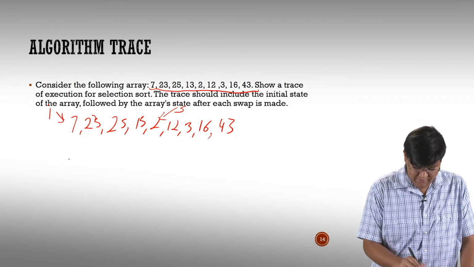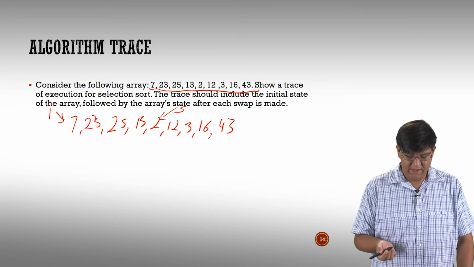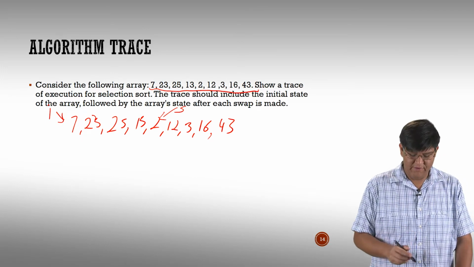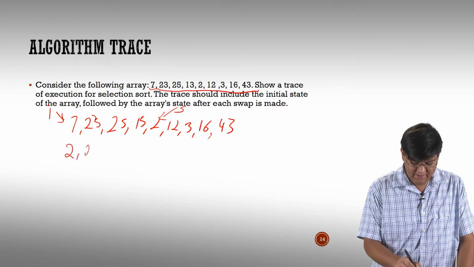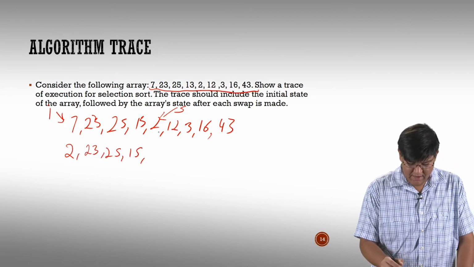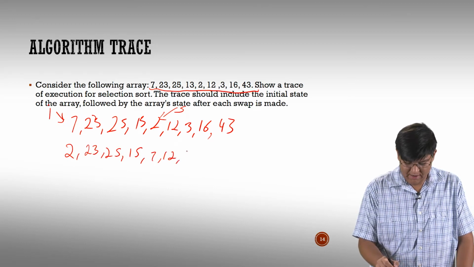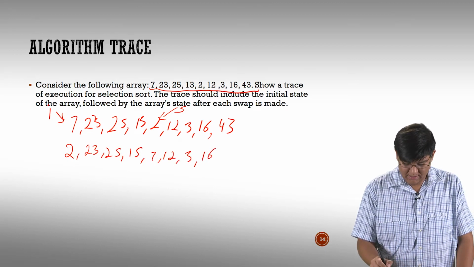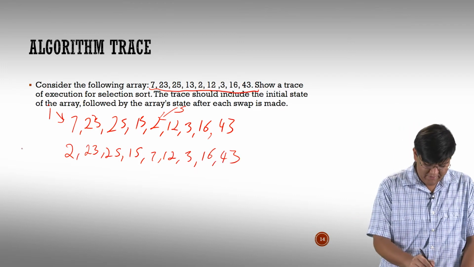So let's draw this over here. 2 basically gets swapped forward to where that 7 is. Initially i is 0, so that means we want to swap into that first slot. Over here I draw my 2 placed where the 7 was, and then everything else stays the same: 23, 25, 13. Now my 7, which I was swapping, appears there. Then 12, 3, 16, 43.